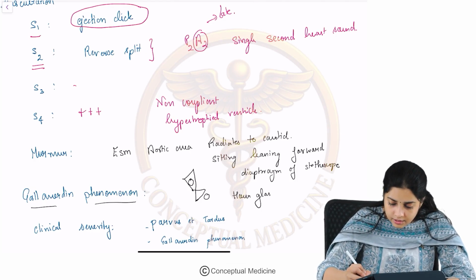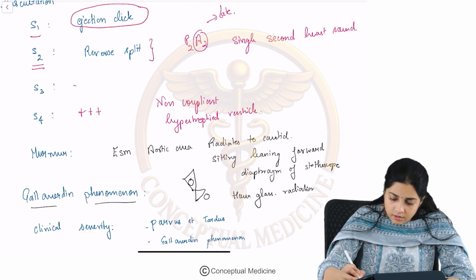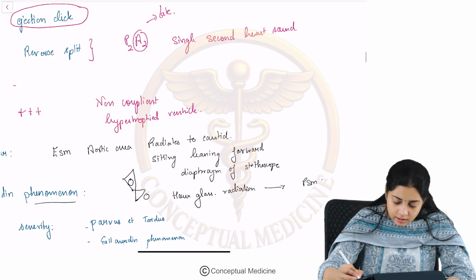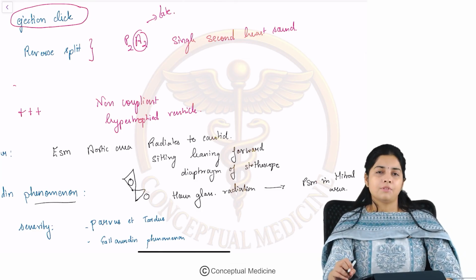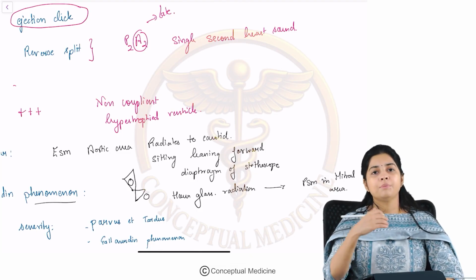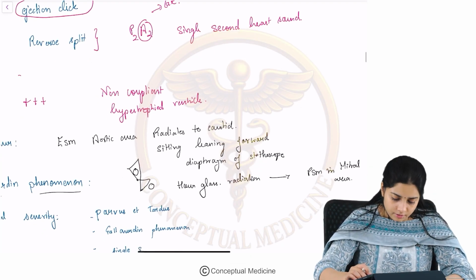In severe aortic stenosis, the ESM is heard as a PSM in the mitral area. This is what we call the Gallavardin phenomenon. So this ESM in the aortic area is heard as the ESM in the mitral area, and this is what we call the Gallavardin phenomenon.